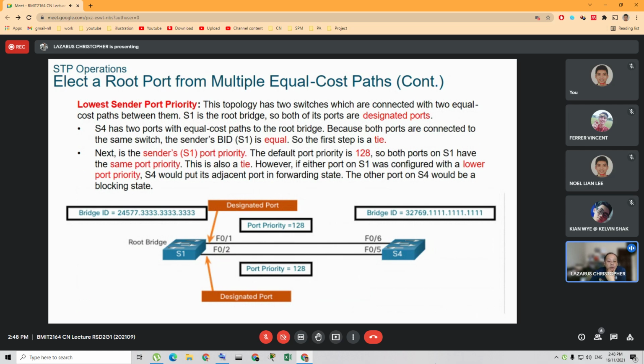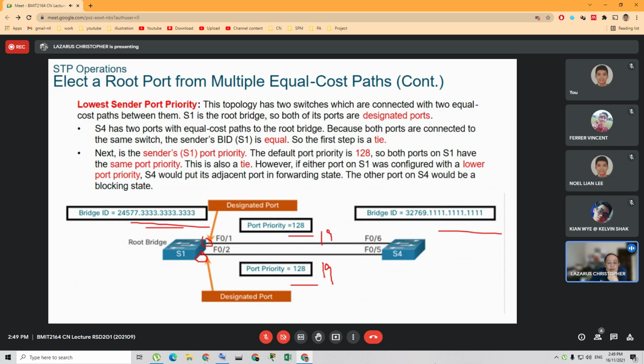S4 has two ports of equal cost because the ports are connected to the same switch. The sender BID, S1, is equal, so the first step is a tie. Here is 19, here is 19, that's tied. We're not checking this; we're checking this because the ports are on the same switch. Both ports have the same BID, so that's tied. Next is the sender S1 port priority. The default port priority is 128, so that's tied, right?